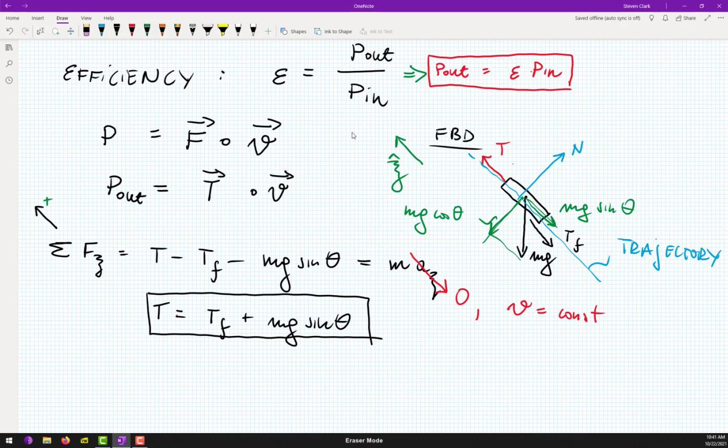I see that many of you are confused with that letter. Let's use alpha, okay? So this direction is alpha.